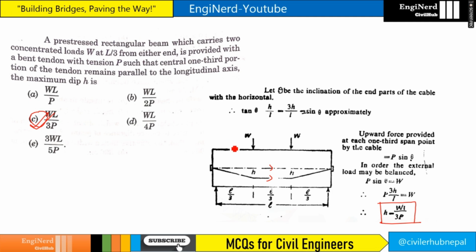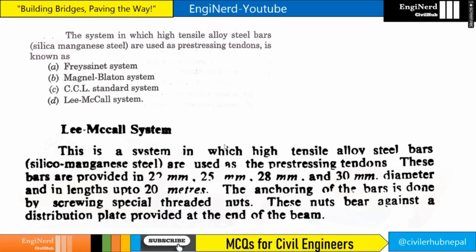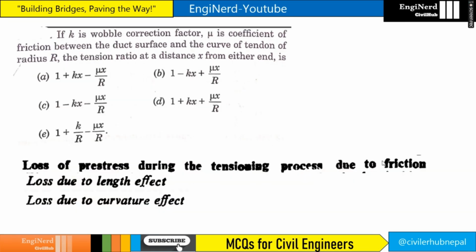So WL by 4P in case of central load, WL by 3P in case of two loads at L by 3 from the end, right? So the next question is, the system in which high tensile alloy steel bars, silica manganese steel, are used as pre-stressing tendons is known as... This is the Lee-McCall system. In this system, high tensile alloy steel bars, silica manganese steel, are used as the pre-stressing tendons. So this is also an important question.